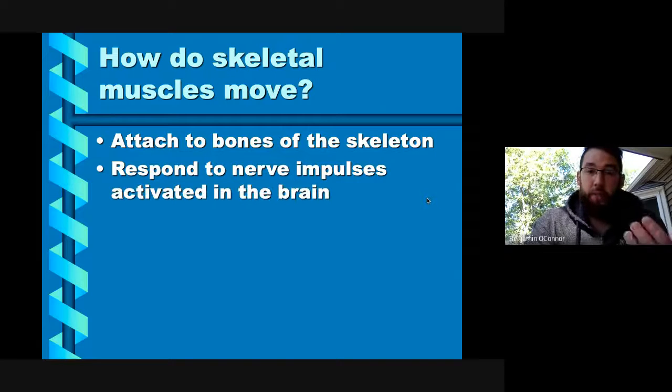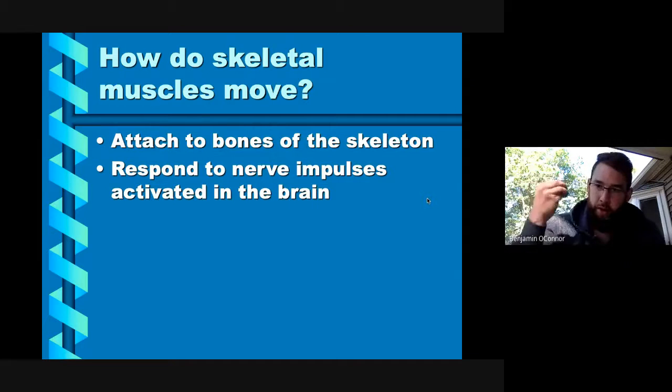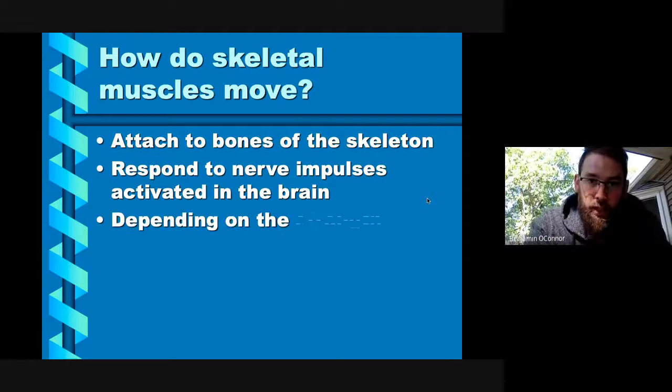They respond to nerve impulses activated in the brain, right? And so a minute ago, I was saying voluntary movement, right? And so we all know that the brain is pretty integrated into our life, all right? My brain is telling my arm that I want to move it, and without my brain's communication, my arm would not move. So that's the nerve impulse side of it.